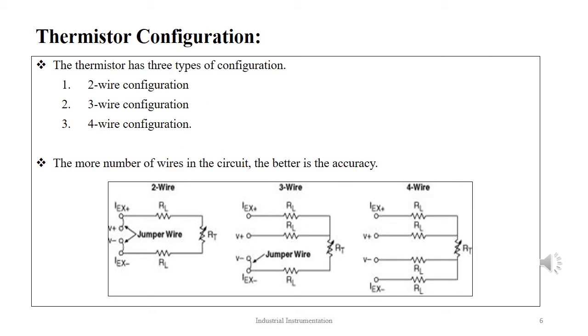Just like the RTD, the thermistor also has three types of configurations, that is 2-wire, 3-wire and 4-wire configurations. In the 3-wire and 4-wire configurations, the additional wires, that is the third wire in the 3-wire and third and fourth wire in the 4-wire configuration, are used to connect to the exciting or the heating source.